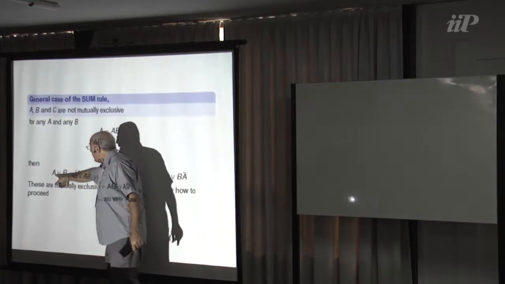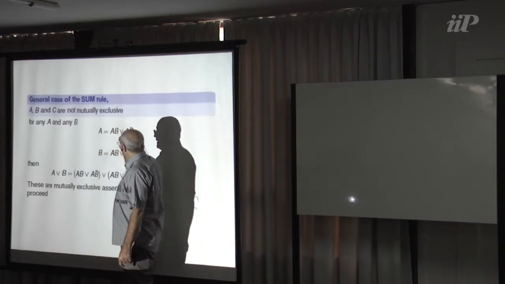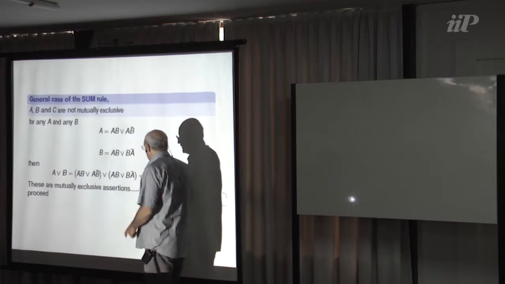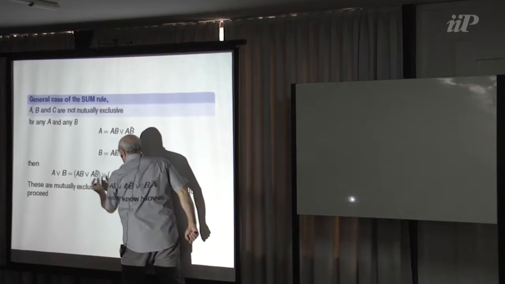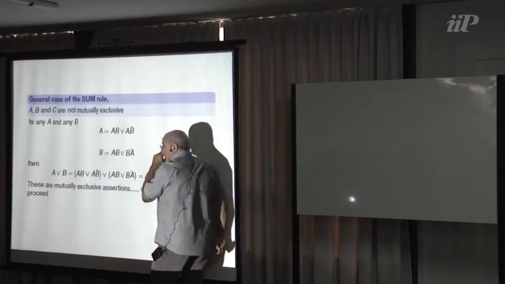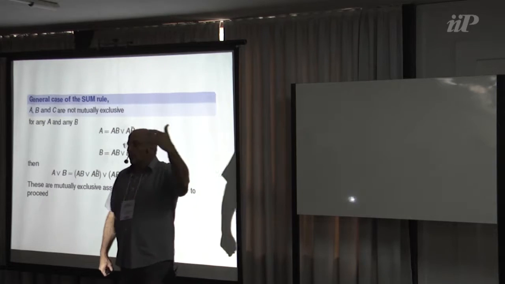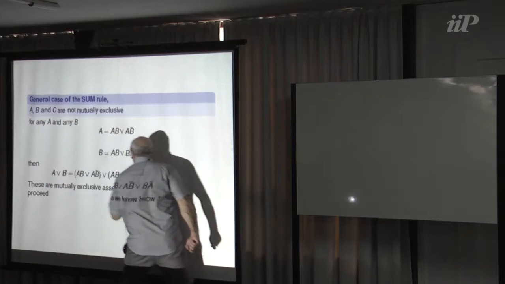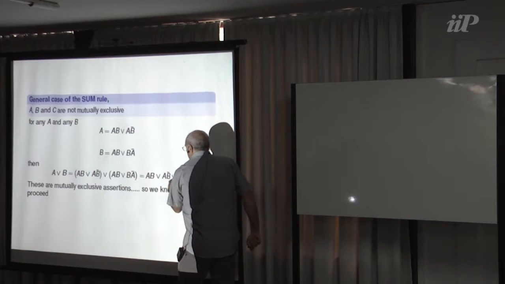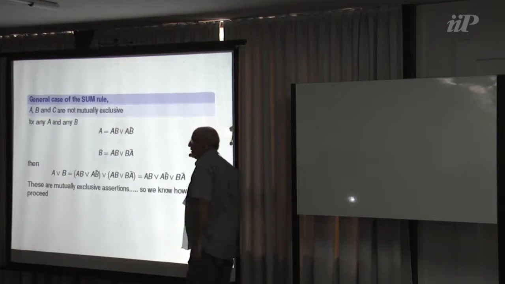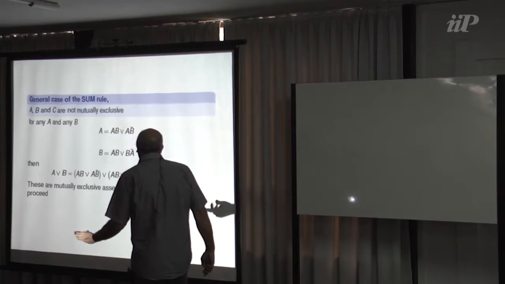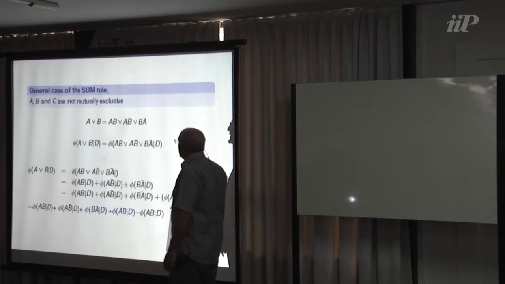So A or B can be written as this, and B can be written as that. So I have AB twice. I can throw one away because X or X is just X. And this can be written as AB, A or not B, B or not A. And these three are mutually exclusive. And I know how to deal with that, for any A, any B. So we know how to proceed.